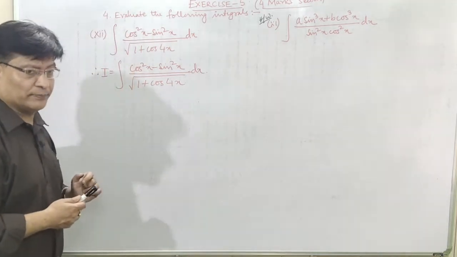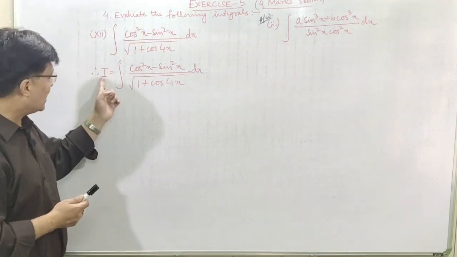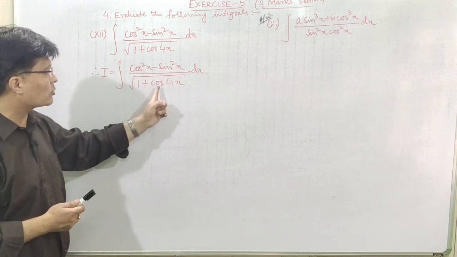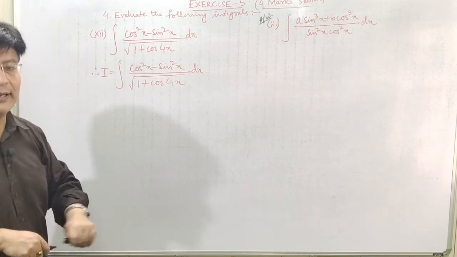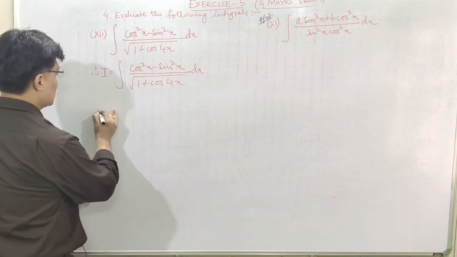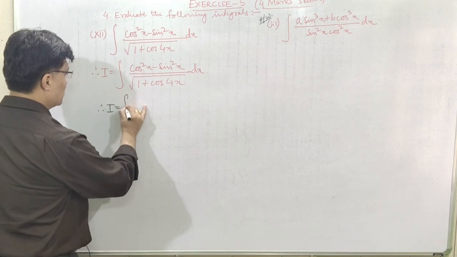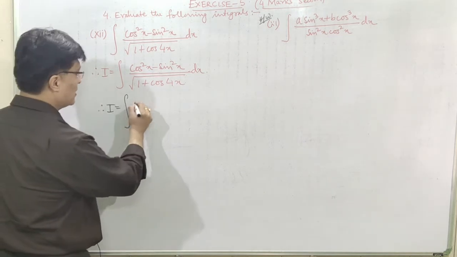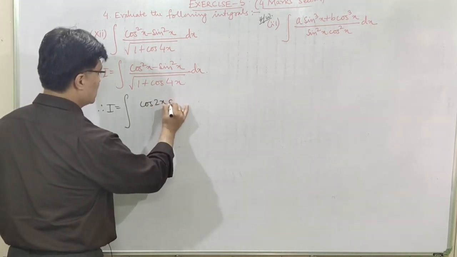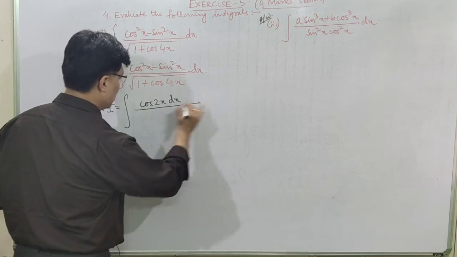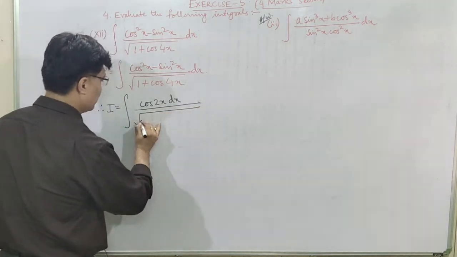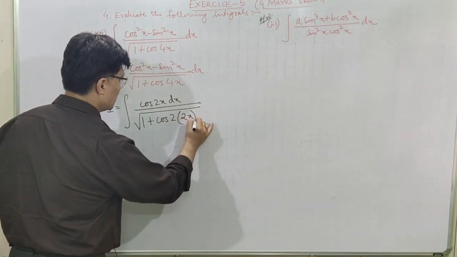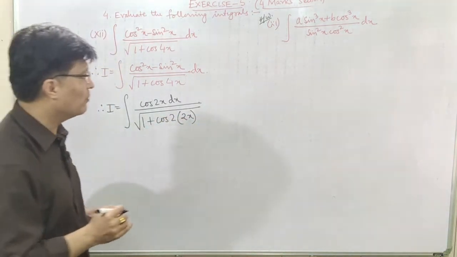So let's do this question. That is question number 12. So I is equal to, you have to integrate cos square x minus sine square x divided by root over 1 plus cos 4x dx. So let us use the formula now in this case. So therefore I is equal to integration of, what is the formula for cos square x minus sine square x? You know that this is your cos 2x dx divided by, within the square root here, 1 plus cos 2 theta form. This is your 1 plus cos 2 theta form, right?